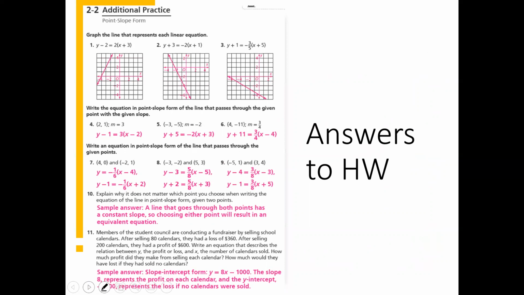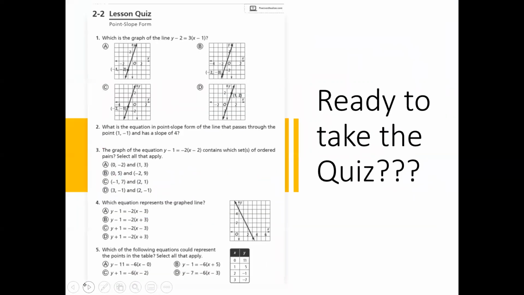If you guys are ready to take the quiz, here is the quiz. It's only 5 questions, multiple choice. 2 is a fill in the blank.